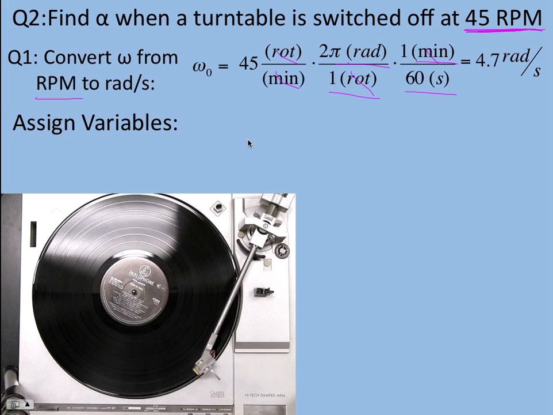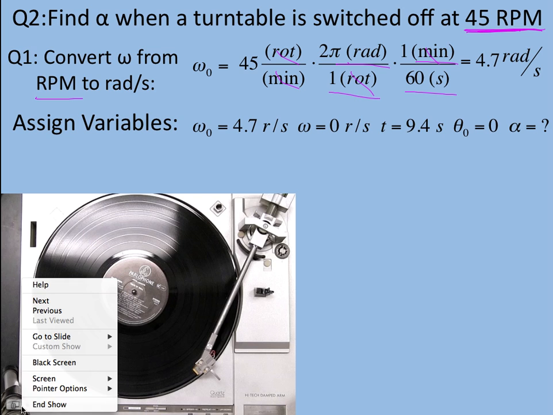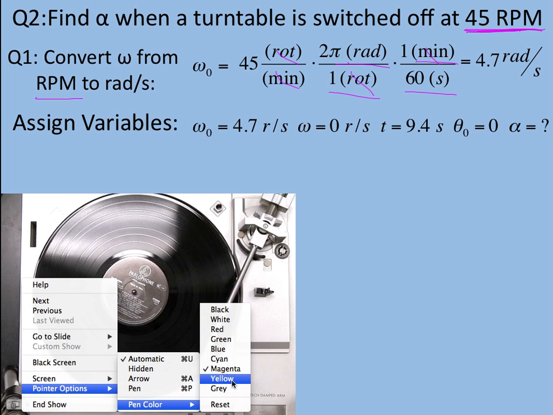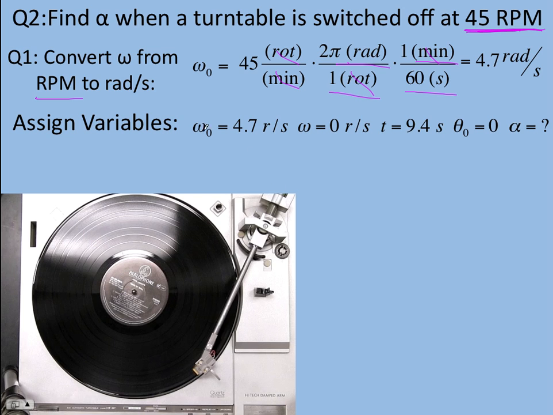For kinematics problems, we assign variables, and that's step 1. Look at what the problem tells you. I know that the initial angular velocity is 4.7. We already worked that out. And it's stopping, so the final is 0. It's worth writing that down. Then we timed it, and it was about 9.4 seconds. The initial position is 0, and that's usually the case, and we want to solve for alpha.